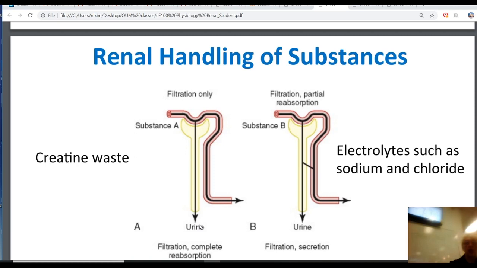Creatinine waste, where does it go? Boom, right out. Straight through. It's not reabsorbed. Basically the body says, hey, I don't want this. I'm done. Take the creatinine.